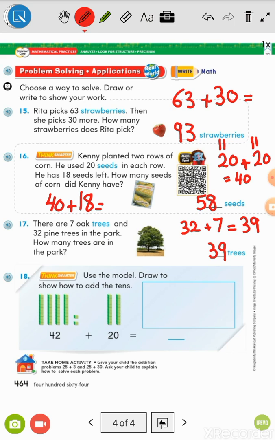The last question: use the model, draw to show how to add the tens. 42 plus 20. How can we draw 42? We can draw 4 lines and 2 circles. 20, how can we draw 20? We can draw it as 2 lines. How many lines do we have in all? We can count all our lines together. It's how many lines? 1, 2, 3, 4, 5, 6. 6 lines. And how many circles? 2 circles.